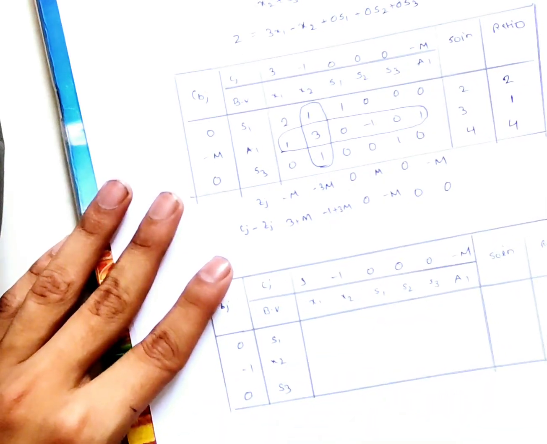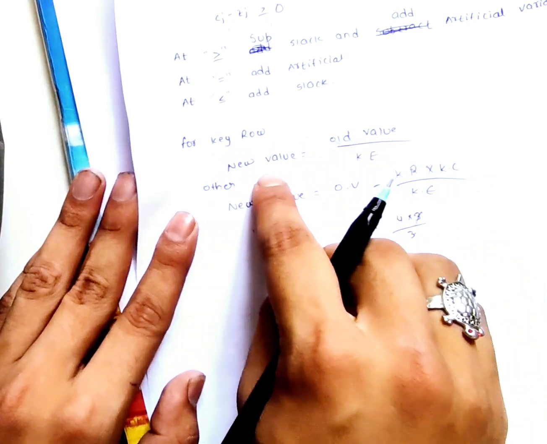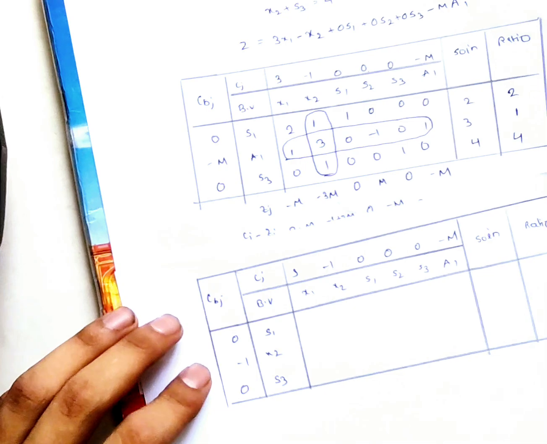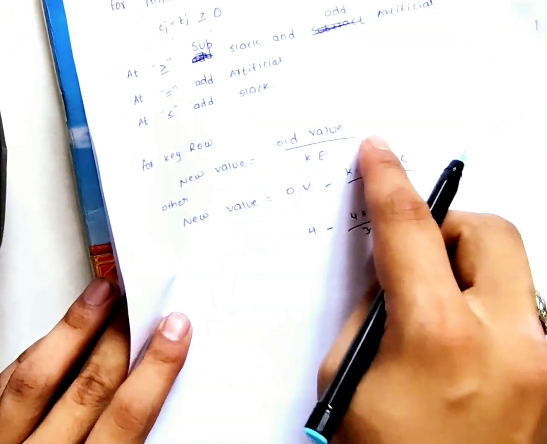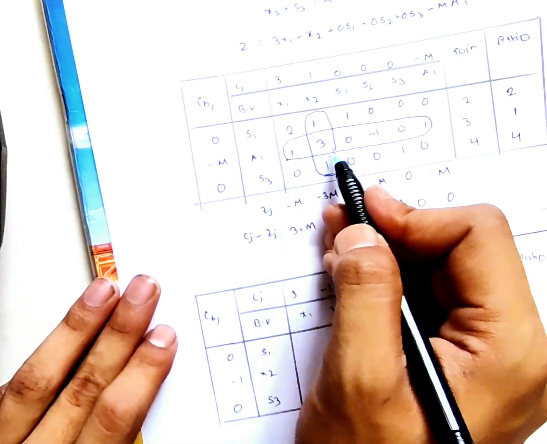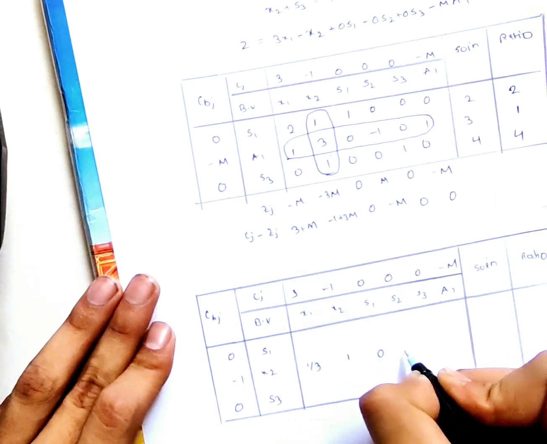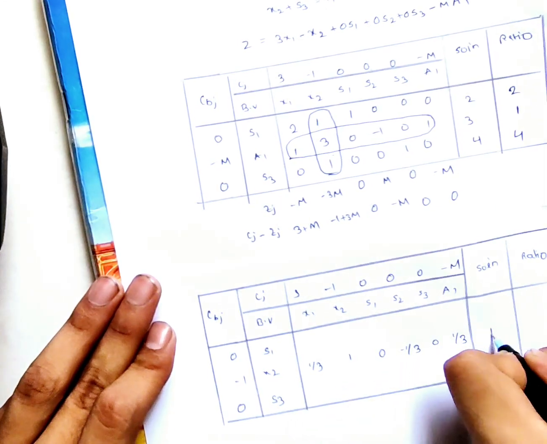I have already told the formulas for the key row. What is the new value formula? For the key row, the new value equals the old value divided by the key element. Here the key element is 3, so 1 divided by 3 is 1 by 3, and 3 by 3 is 1, 0, minus 1 by 3, 0 and 1 by 3. And this is 3 by 3, 1.